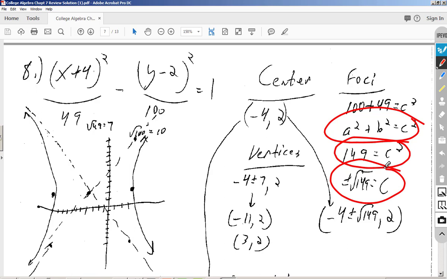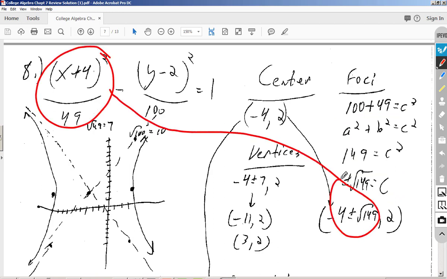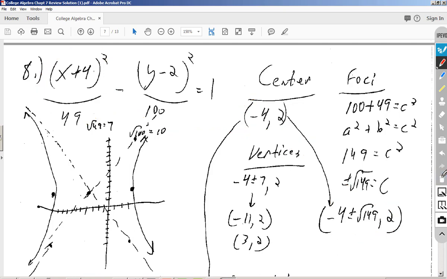And remember, this also shifts. So notice that since the x comes first, that's the one that is happening to the shift. So here's my shift right here, negative 4. So I got negative 4 plus or minus the square root of 149 and 2. And so that's going to be your center, and also your vertices and foci for the hyperbola of the graph of x plus 4 squared all over 49 minus y minus 2 squared all over 100 all equals 1.